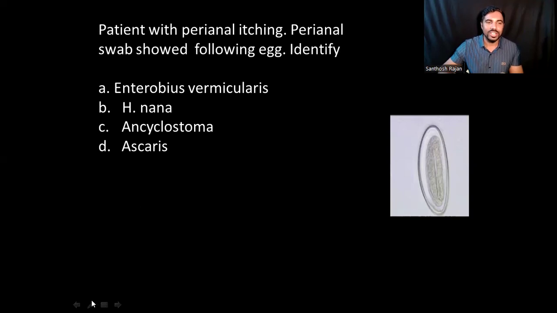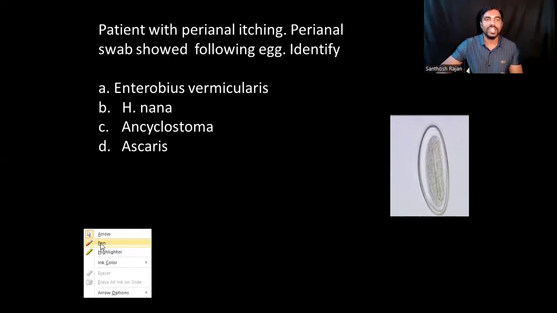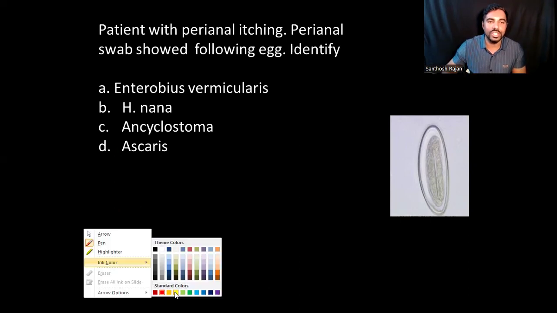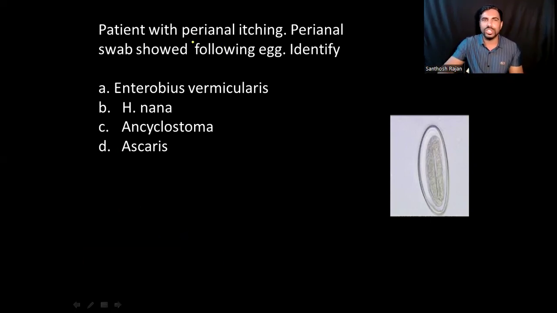So the first question here. The first question was, the patient was having a perianal itching, okay? This is a frequently repeated question, it's very easy. Perianal itching itself is enough to say that it is Enterobius vermicularis. Option is already there, but still, they said the perianal swab showed the following egg. This was given, okay? If you see the shape, it's almost like a D shape, no?